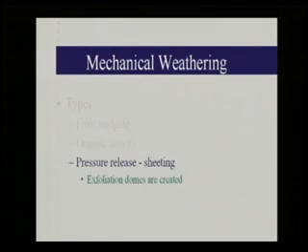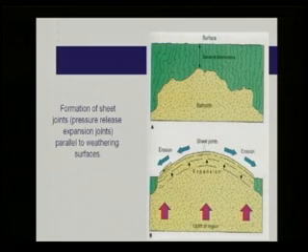Pressure release is also a form of mechanical weathering. This happens when granite or other rocks cool deep below the surface of the earth, and there's a lot of pressure in their original environment. Well, as they're exposed through weathering and erosion to the surface, there is a pressure release, and in this pressure release we have sheeting. This results in what is known as an exfoliation dome.